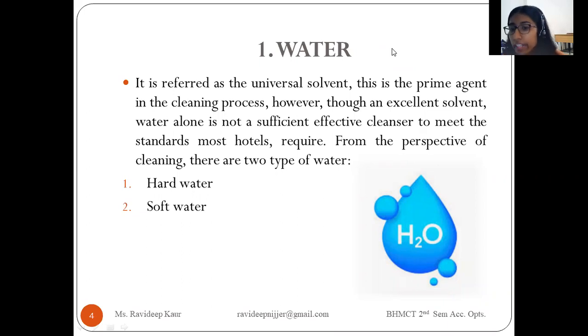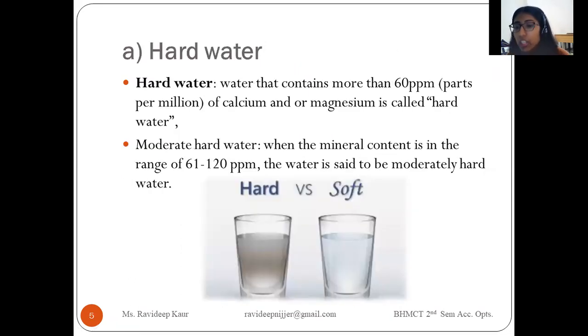From the perspective of cleaning, there are two types of water. First one is hard water, and the second one is soft water. So these two are the types of water. Now we'll study what is hard water. Water that contains more than 60 ppm, parts per million, of calcium or magnesium is called hard water.